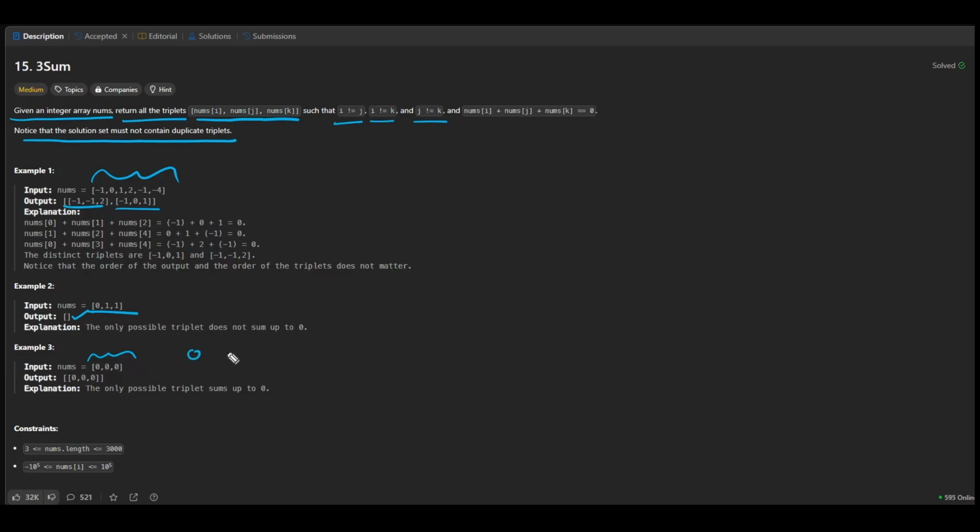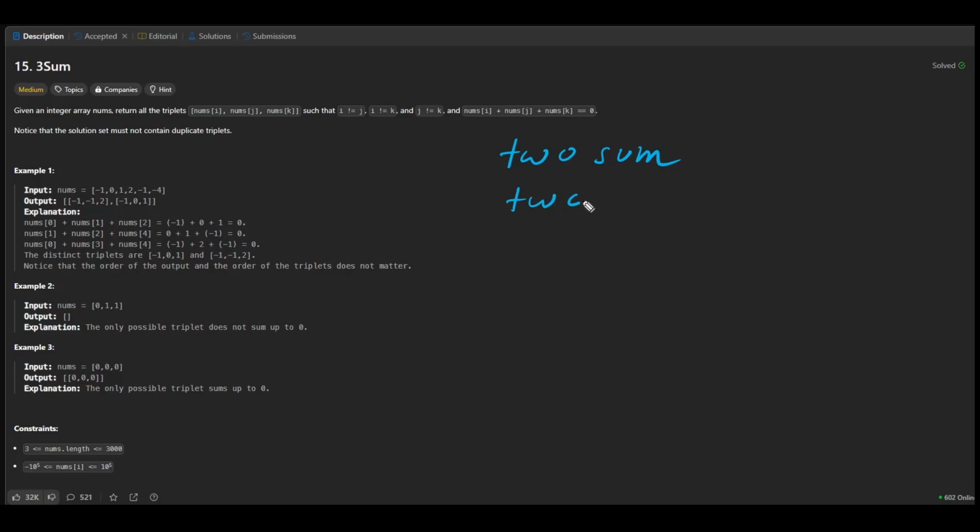What if we had something like this? In that case, you might say that we can create this triplet and this triplet, but no, that is not allowed. We cannot have duplicates. Now, if you have previously solved the Two Sum problem or the Two Sum 2 problem, this would be a very straightforward problem. If you have not, let me give you a very quick look at that.